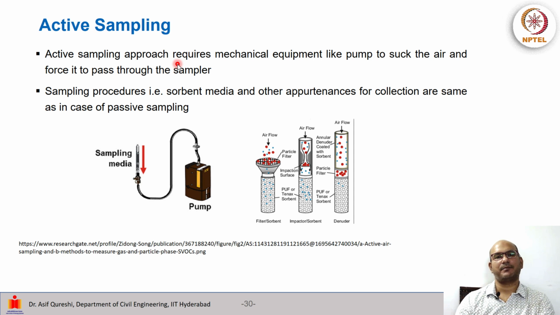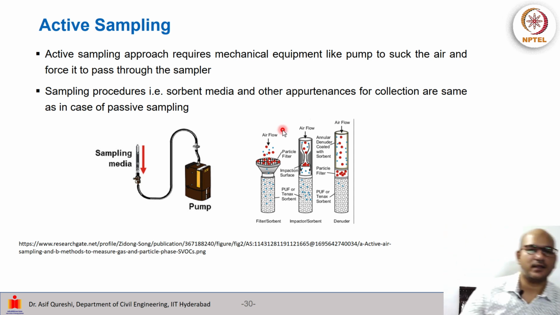The next is active sampling. This active sampling approach requires some mechanical equipment, for example a pump, to suck the air and pass it through the sampler. So here I will show this one. We have the pump and the sampling media, and this pump is sucking the air through the sampling media. Sampling procedure like sorbent media preparation and other apparatus for collection are the same, and other means are also the same, but instead of relying on passive diffusion, we are doing active sampling.